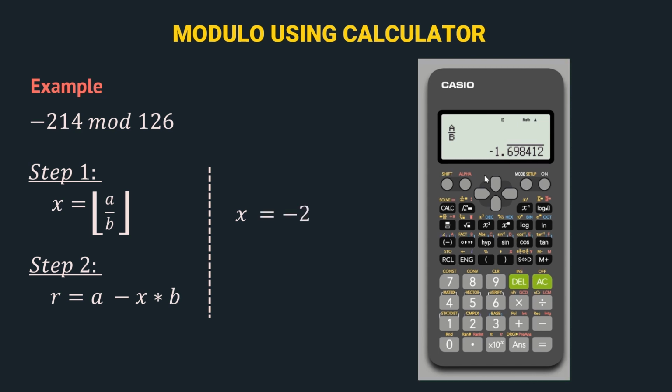Now let's move to the next equation, that is a minus x into b. A is already present out there, and we input the new value of x, that is minus 2, and b is already out there from the previous input. So we have got the answer of 38, which is the remainder. So here r is equal to 38, and the answer of the question of minus 224 mod 126 is 38. That's the power of formula and proper use of calci. Within seconds we can calculate the modulus of any number.